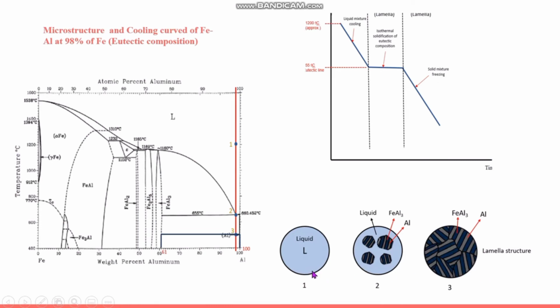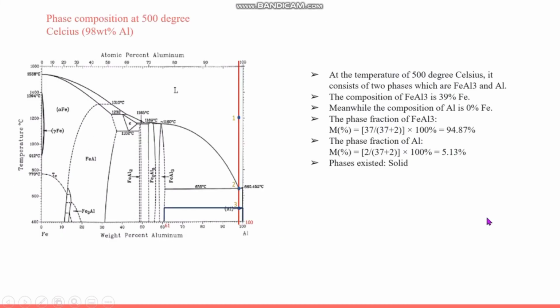For the microstructure, we know that at point 1, it is 100% liquid phase. When it cools down to point 2, there will be liquid mixed with a lamellar structure of FeAl3 and Al. When it comes to point 3, it's completely in solid phase with a lamellar structure of FeAl3 and Al.